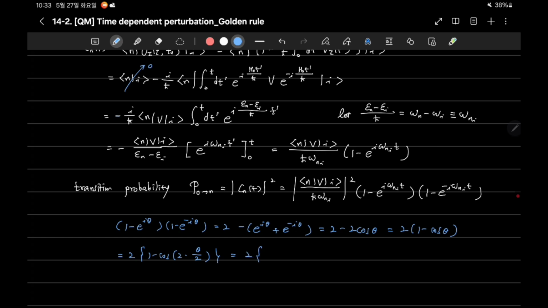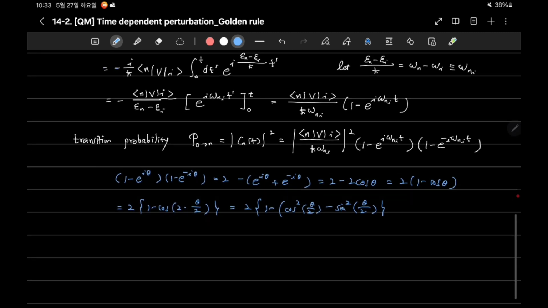So it is 2 times 1 minus cosine squared half zeta minus sine squared half zeta. Then it is 2 times 1 minus 1 plus 2 sine squared half zeta. So it is 4 sine squared half zeta.